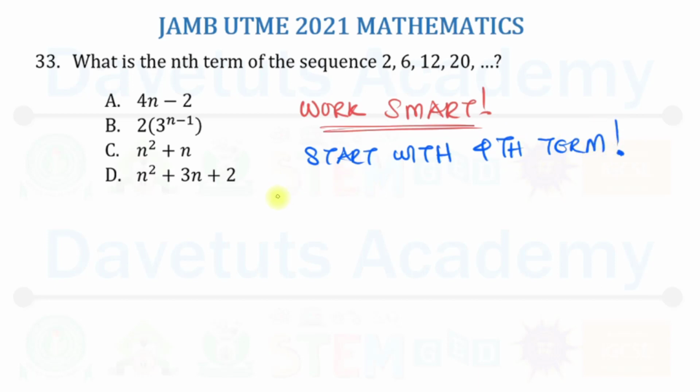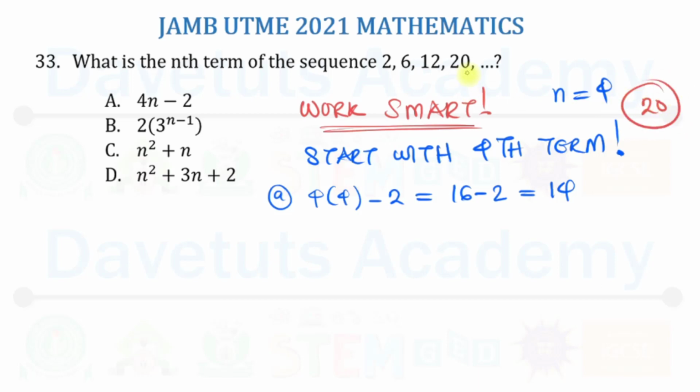If the formula conforms to that fourth term, then you can go and recheck. Like in the first option, 4n minus 2. Fourth term means that our n is equal to 4. So 4n minus 2 is 4 times 4 minus 2. That's 16 minus 2, which is 14. And what is that fourth term that we have? We have it as 20 in this particular question. So definitely option A is out.